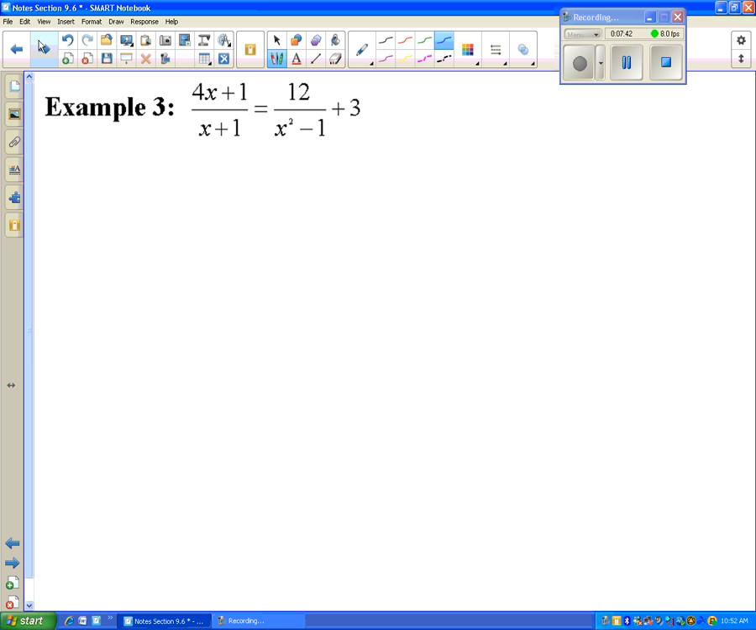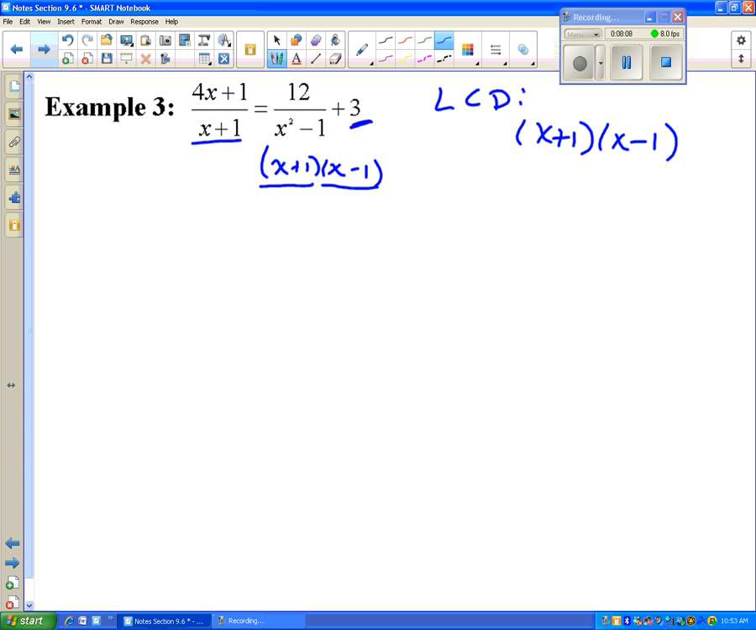First thing I want to do is factor the denominator x squared minus 1 into x plus 1 times x minus 1. Now I want to find my LCD. For this first fraction, I need an x plus 1. For my second fraction, I have an x plus 1, and now I need an x minus 1. For my third term, I don't have a fraction, so my LCD is x plus 1 times x minus 1.